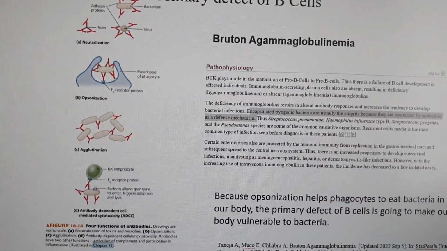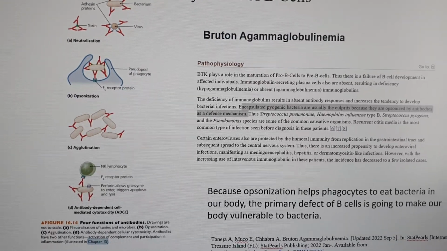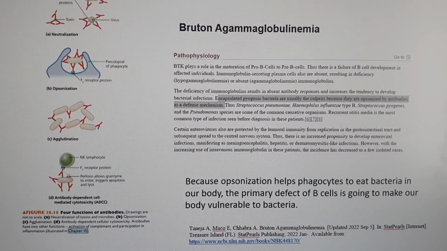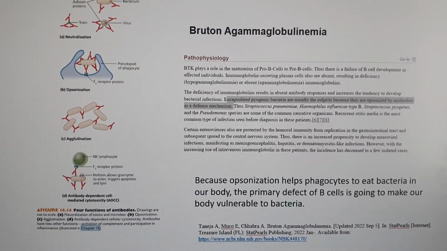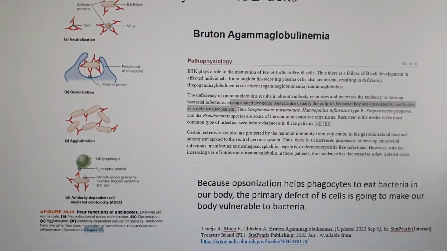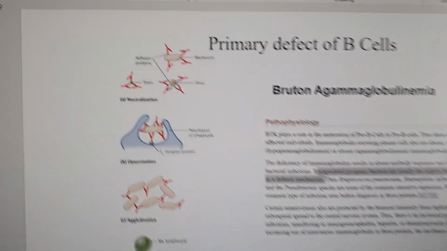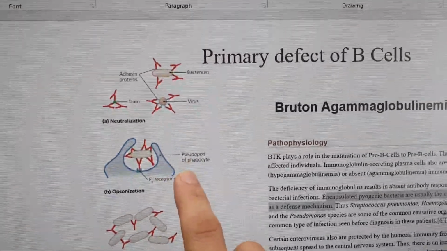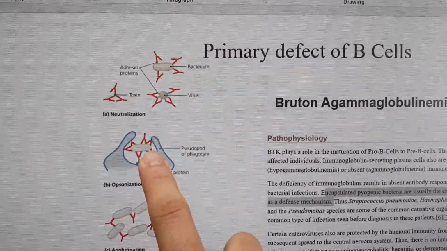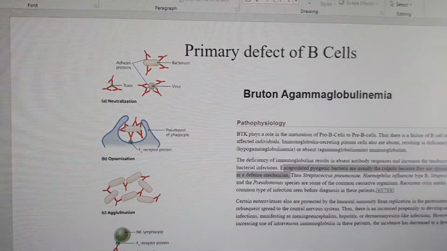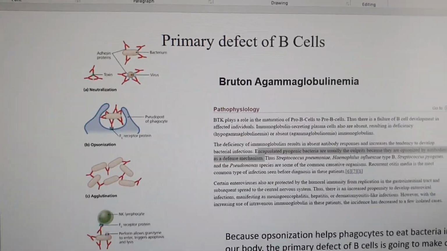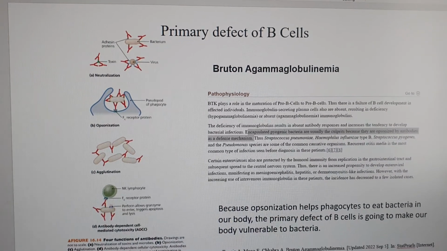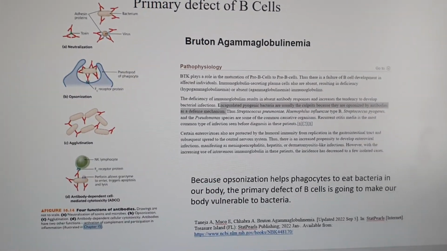Opsonization, as we know, helps phagocytes to eat bacteria in our body, and primary defects in B cells are going to make our body more vulnerable to bacteria. So when you lose these kinds of antibodies to recognize the virus or the bacteria in the first place, then the phagocytes won't be able to engulf them.